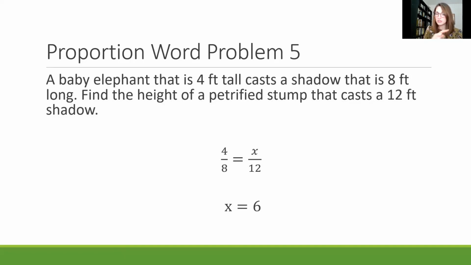So I'm going to make sure my shadows are the same across the bottom, 8-foot shadow and 12-foot shadow. And up on the top, I have 4 foot tall, which is how tall the actual baby elephant is. And I need to figure out x, which is the height of the petrified stump. So when I cross multiply 4 times 12 and divide that by 8, I know that x equals 6.